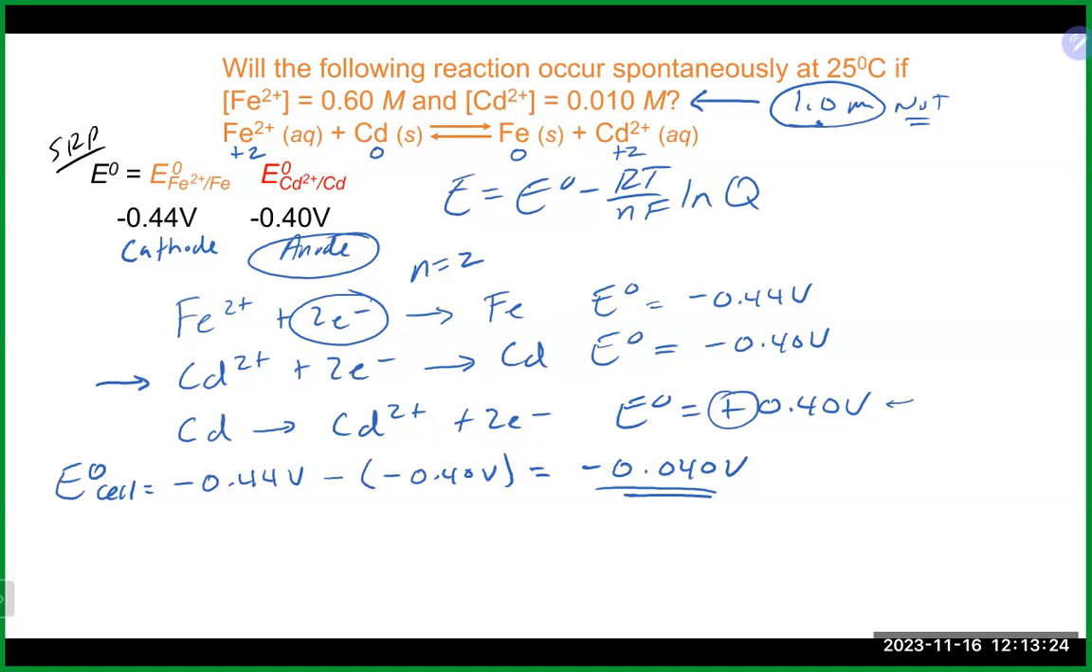So the other thing that we need is Q, and again, Q is our products over our reactants, which in this case would be the concentration of cadmium divided by the concentration of iron 2, and just like normal, the other two are solids, which means they should not be included. And that's also why you only have two numbers given to you, for the aqueous ions that are floating around. So put in our numbers for that. That's going to give us 0.01 divided by 0.6, which is 0.016667.